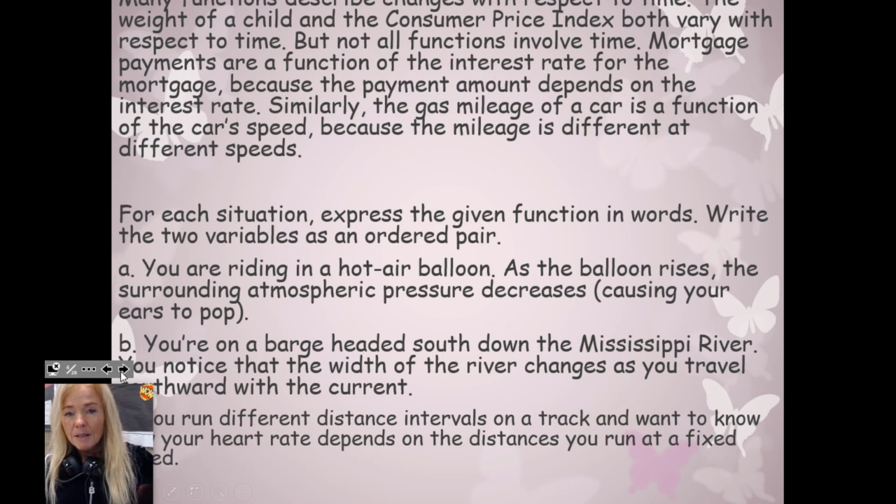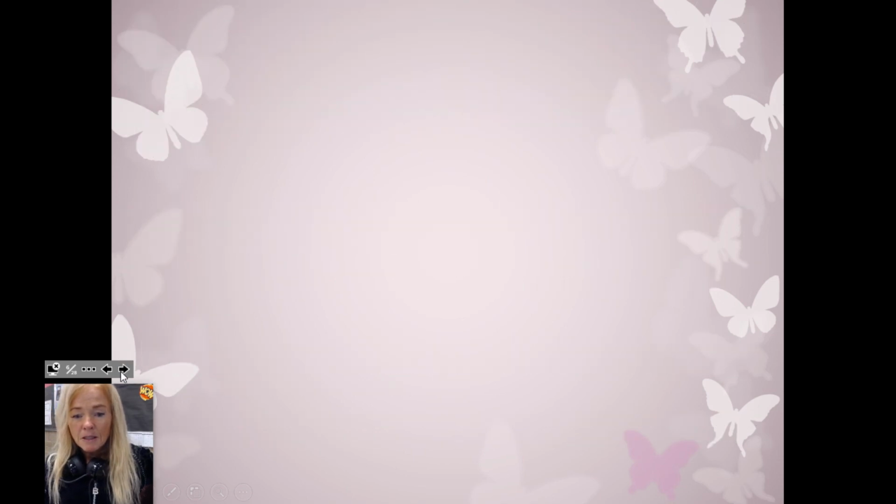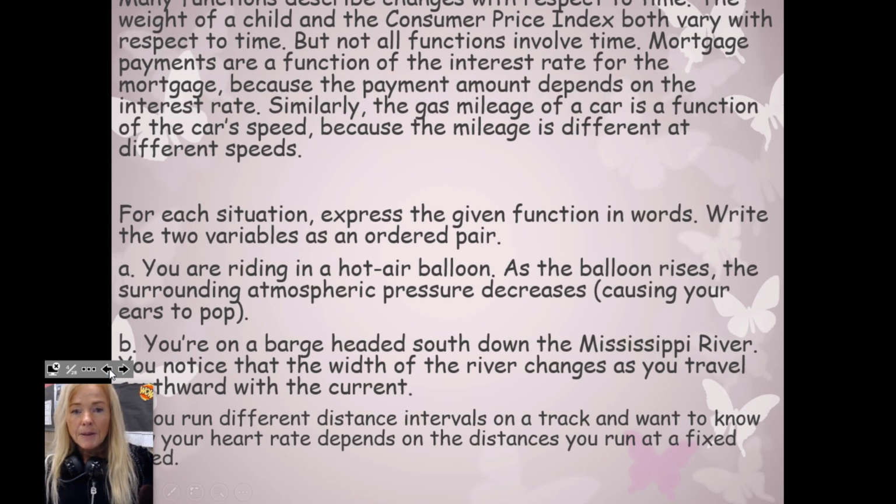We'll go through one more slide before we move on. Oh, I guess we'll do this one. Okay, so many functions describe changes with respect to time. The weight of a child and the consumer price index both vary with respect to time. The more time that goes by, and we're talking about children here, not adults, the weight of the child increases as they increase in age and grow up. And the consumer price index is changing with respect to time.